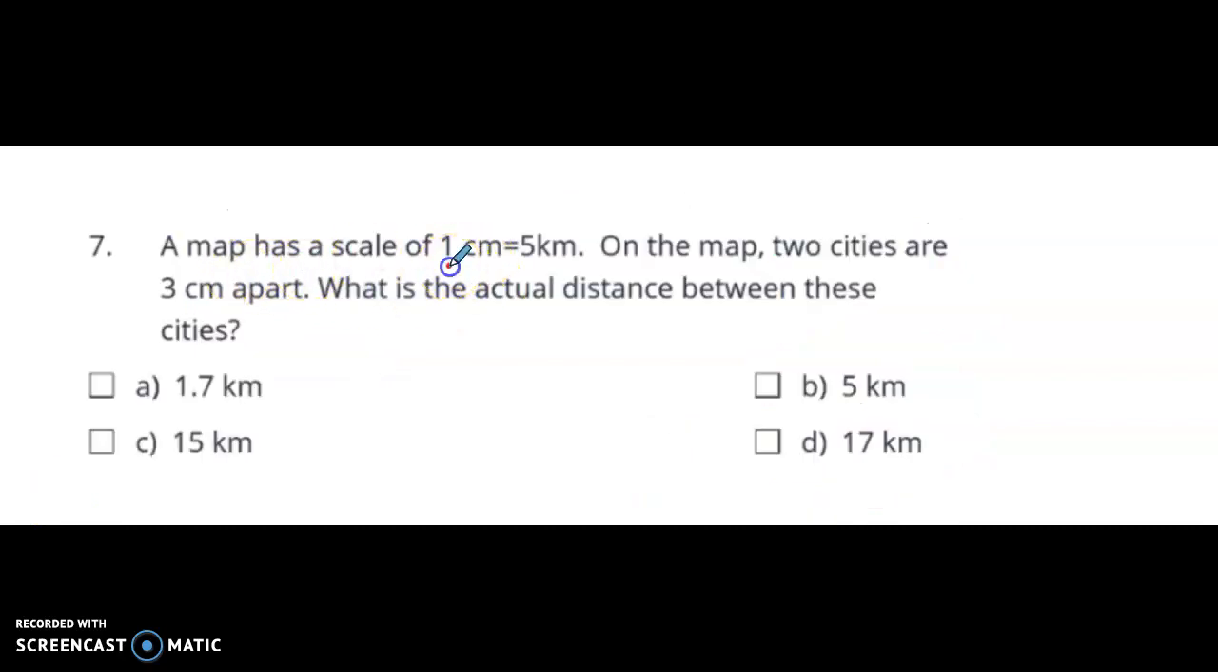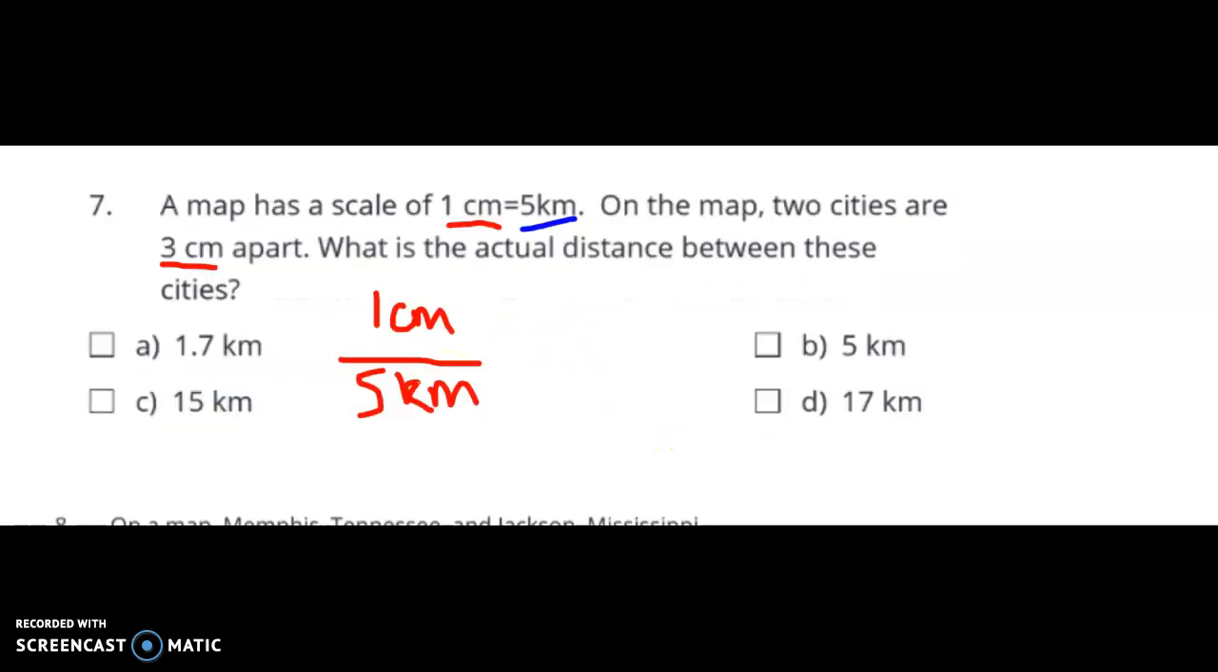A map has a scale of 1 centimeter for every 5 kilometers. On the map, 2 cities are 3 centimeters apart. What is the actual distance, so in kilometers, between these cities? So again, 1 centimeter for every 5 kilometers. We want to know about 3 centimeters.